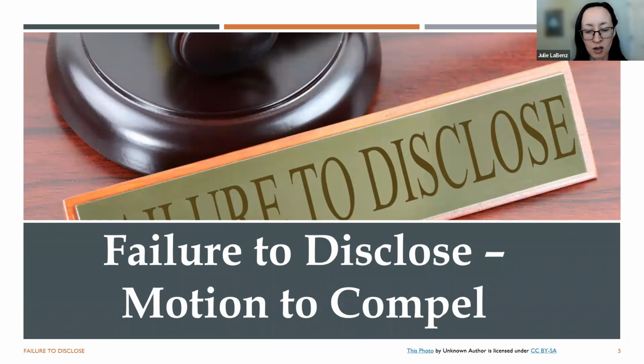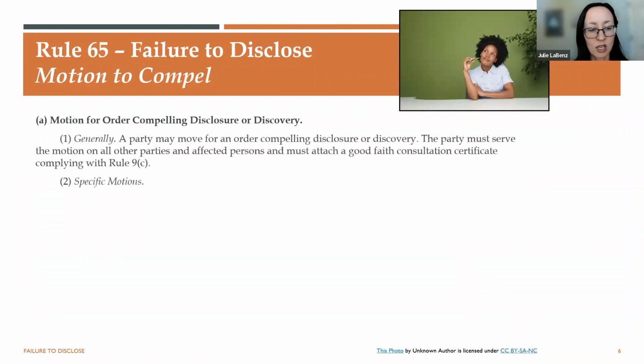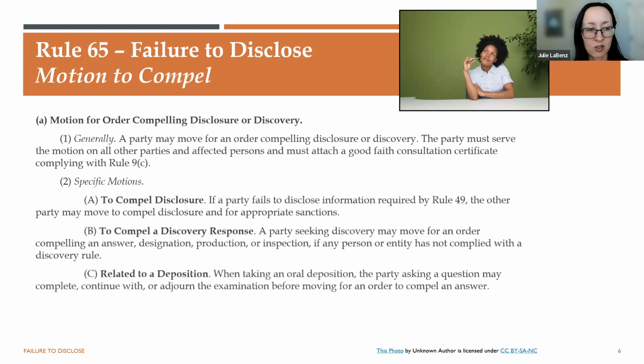Now let's look at a motion to compel. So if there's been a failure to disclose, then your remedy would be to seek a motion to compel. So a party may move for an order compelling disclosure or discovery. The party must serve the motion on all other parties and affected persons and must attach a good faith consultation certificate complying with Rule 9C.